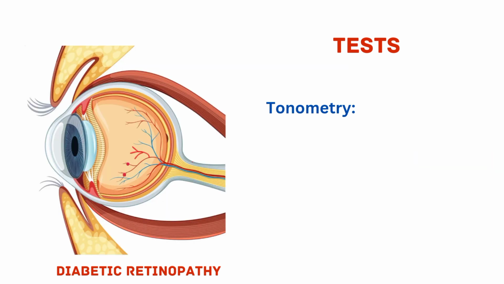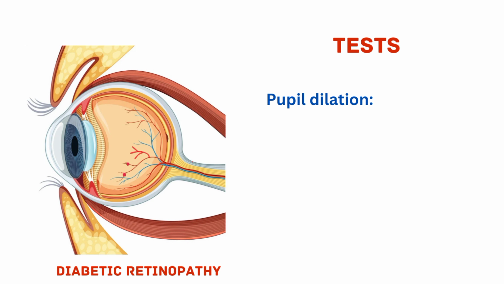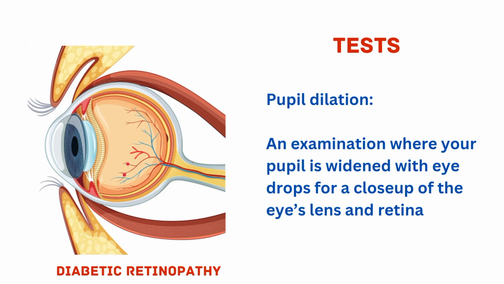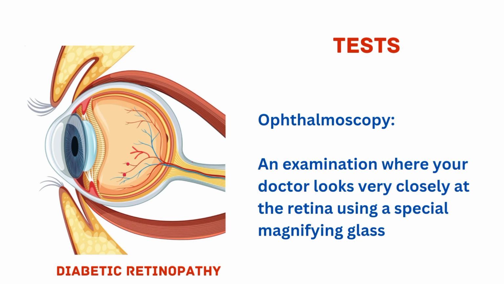Next test is tonometry, a standard test that checks the intraocular pressure inside the eye. Pupil dilation, an examination where your pupil is widened with eye drops for a close-up of the eye's lens and retina. Ophthalmoscopy, an examination where your doctor looks very closely at the retina using a special magnifying glass.